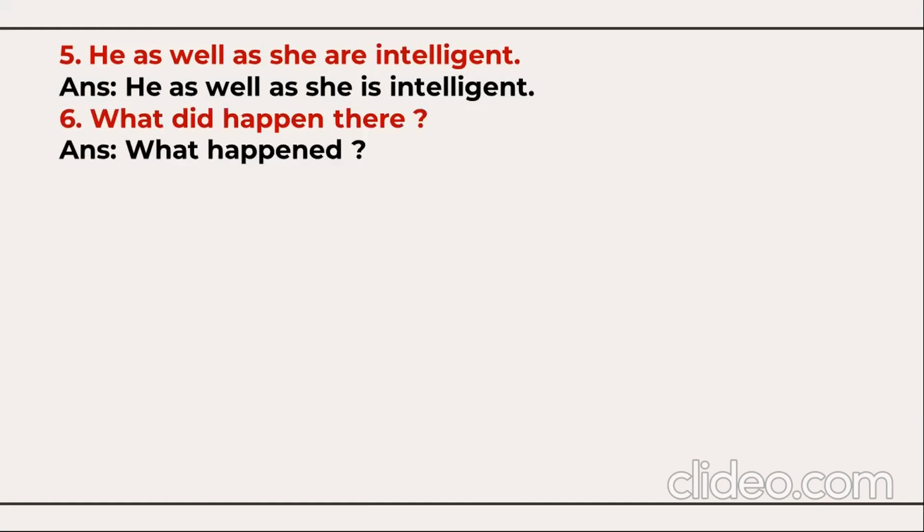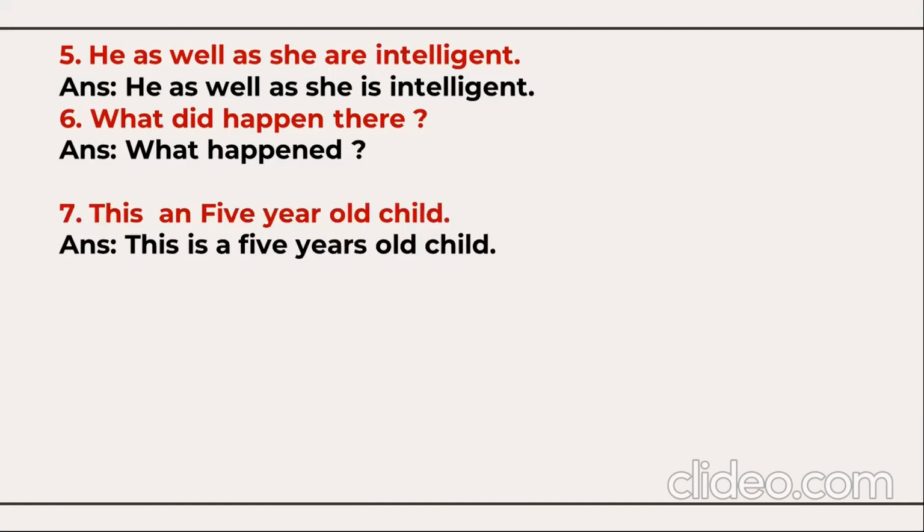What did happen there? So there's a lot of arguments on this question. So to be on the safer side, as far as the examination is concerned, we say what happened. Then this is a 5-year-old child. So this is 5 years old child. Generally this is 5 years old. This is a 5 years old child. You can also say the, if it's very specific, the 5 years old. If it's not specific, a 5 years old.